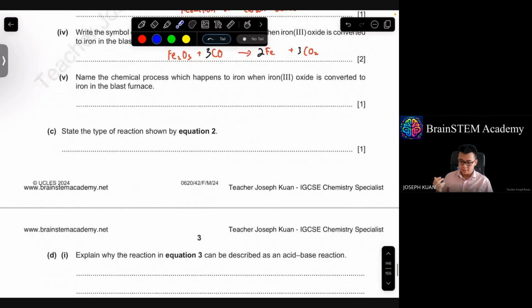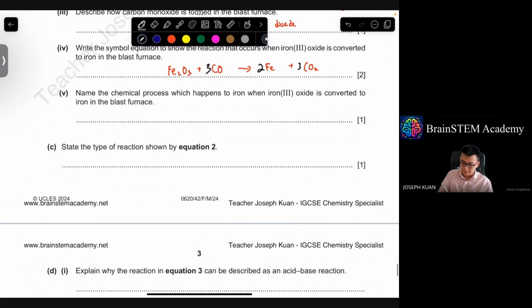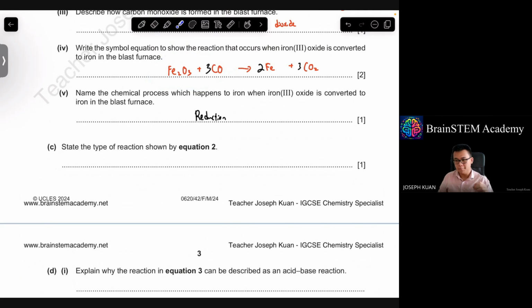Name the chemical process which happens to iron when iron trioxide is converted to iron in the blast furnace. There's actually a redox reaction, right? But if you're referring to iron, wait for a second, because you're referring to iron. Let's just call it reduction, because the whole equation is a redox reaction, but the iron itself is undergoing reduction.